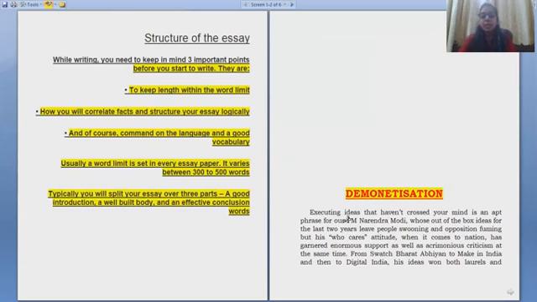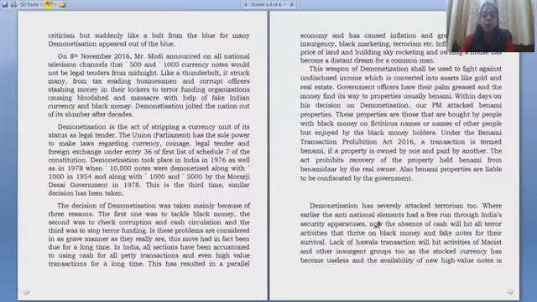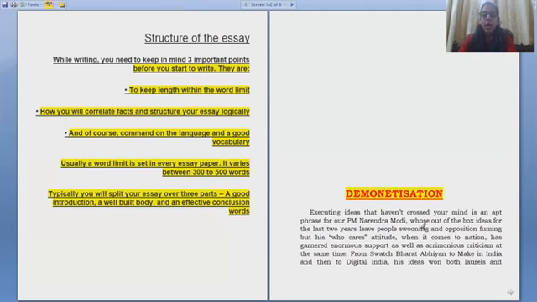Now, the first thing is your introduction. How will you write the introduction? Because your topic is demonetization, the reader, whosoever will read your essay, should get the first instinct that this essay is all about a particular policy, a particular step taken by a government. Okay, so let's start with it now.